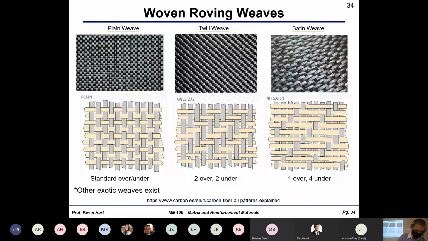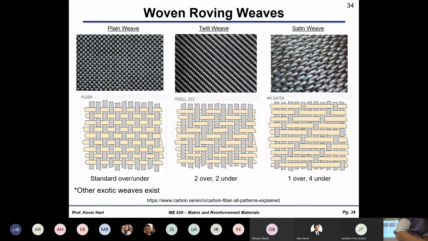Here's an example of your twill weave. Maybe you can see over 2, under 2, over 2, under 2, repeating itself. I'll pass this around. Let me see if I can find a plain weave. Here's the plain weave carbon fiber. You see 1 over, 1 under, 1 over, 1 under, and so forth, repeating over and over and over.